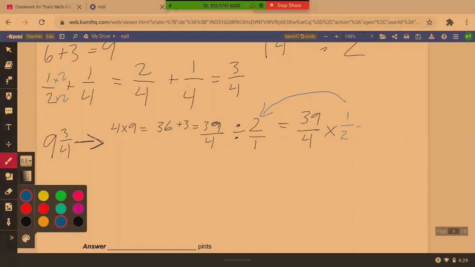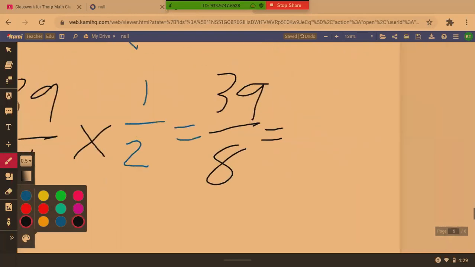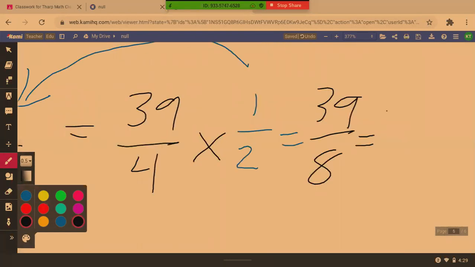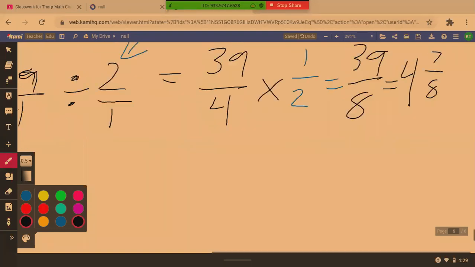1 over 2 equals 39 over 8. So 8 can go into 39 4 times because 8 times 4 equals 32. 39 minus 32 equals 7 over 8. So let me show y'all how I did that.